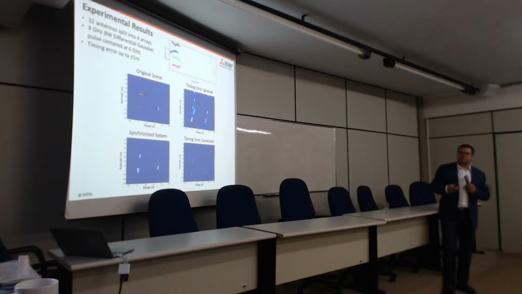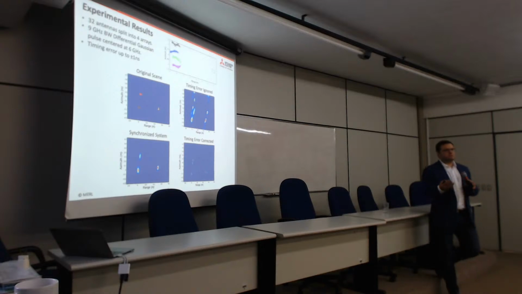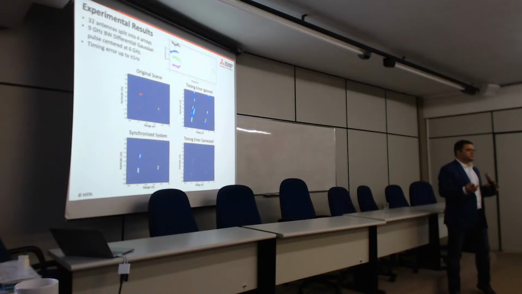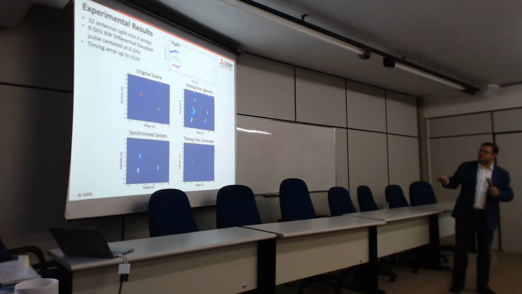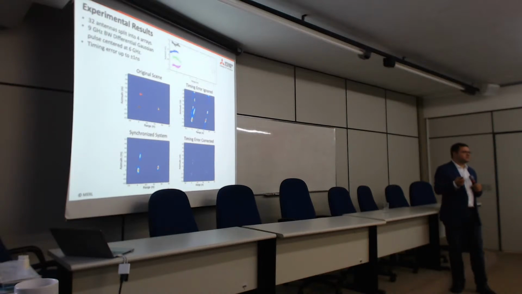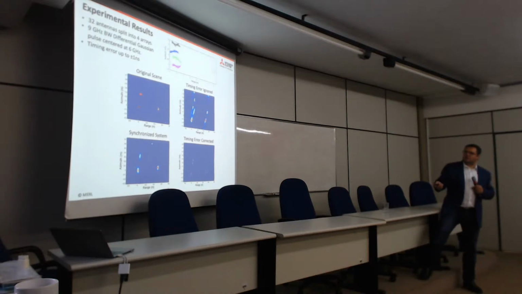This is the original scene, and there are many ways we can deal with the problem. One is just ignore the timing errors. Well, if we ignore the timing errors, then you get something. I'm not sure if anything is recovered, but basically you get junk. Or you can perfectly synchronize your system. If your system is perfectly synchronized, you need to do it to very high precision. Then you actually recover a very good image of your reflectors. This is what the scene is, and this is what the image is.